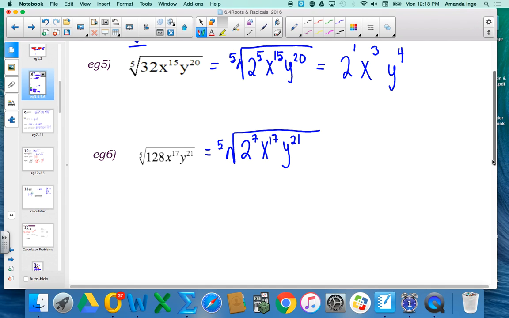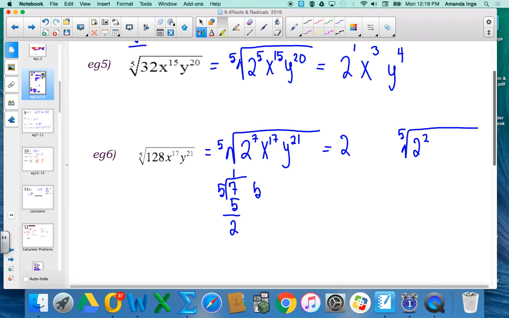On the next one, I have the 5th root of 128, which is the same thing as 2 to the 7th power, x to the 17th, and y to the 21st. So I know that 5 goes into 7 once with 2 left over. So I'll have 1, 2 on the outside, and I'll have 2 left underneath the radical sign.